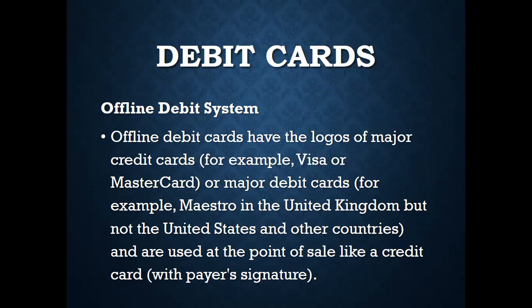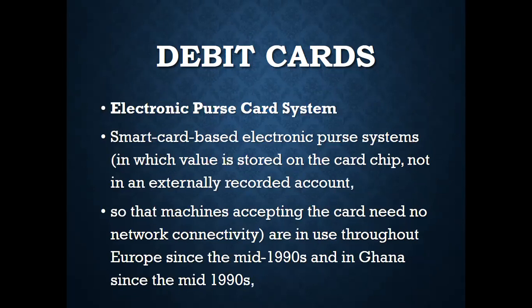Then we have the electronic purse system. With the electronic purse system, these are the type of debit cards which require the holder to load money onto the card before he or she can use it. You need as a holder to load money onto them before you can use it for payment. An example of an electronic purse is the EasyWish card in Ghana. You load money onto it, then you can shop with the card.